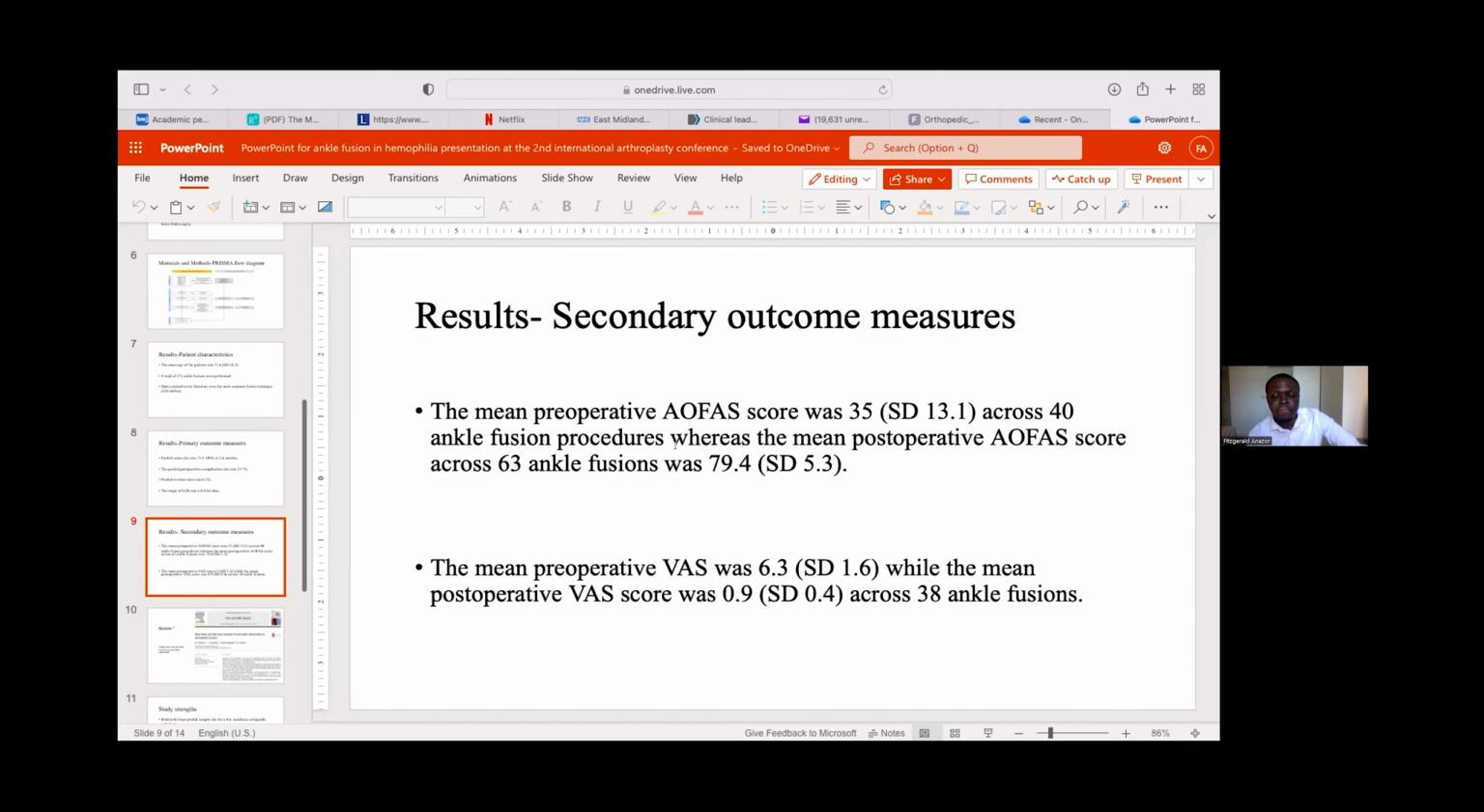For the postoperative mean LFAS score, for 63 ankle fusions, the mean score was 79 with a standard deviation of 5. So it means there was an improvement, because the LFAS score has a maximum of 100, and the higher the score, the better the patient-reported outcome measures in terms of pain and mobility and alignment of the hindfoot and all that. For the visual analog pain score, the mean preoperative VAS was 6.3 with a standard deviation of 1.6, while the mean postoperative VAS score was 0.9 with a standard deviation of 0.4 across 38 ankle fusion procedures.